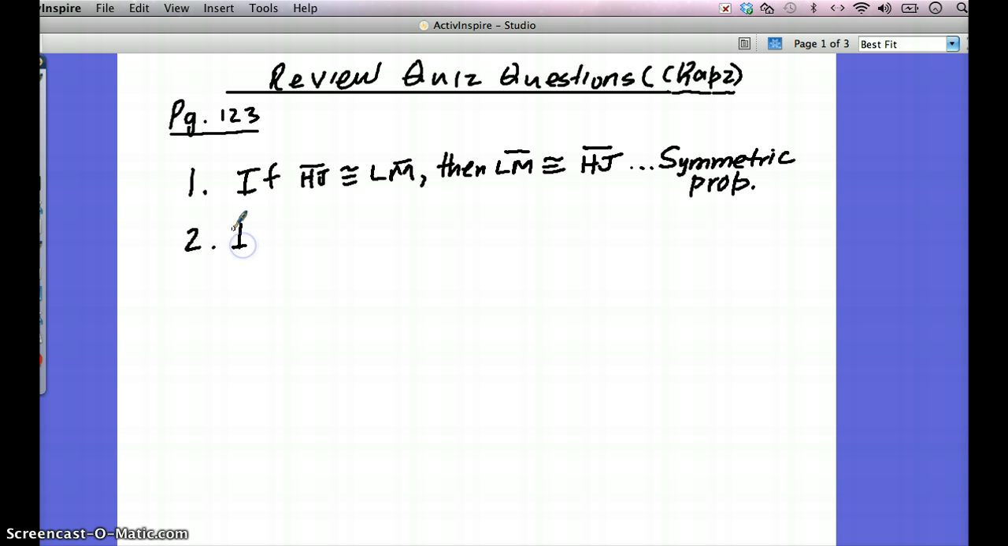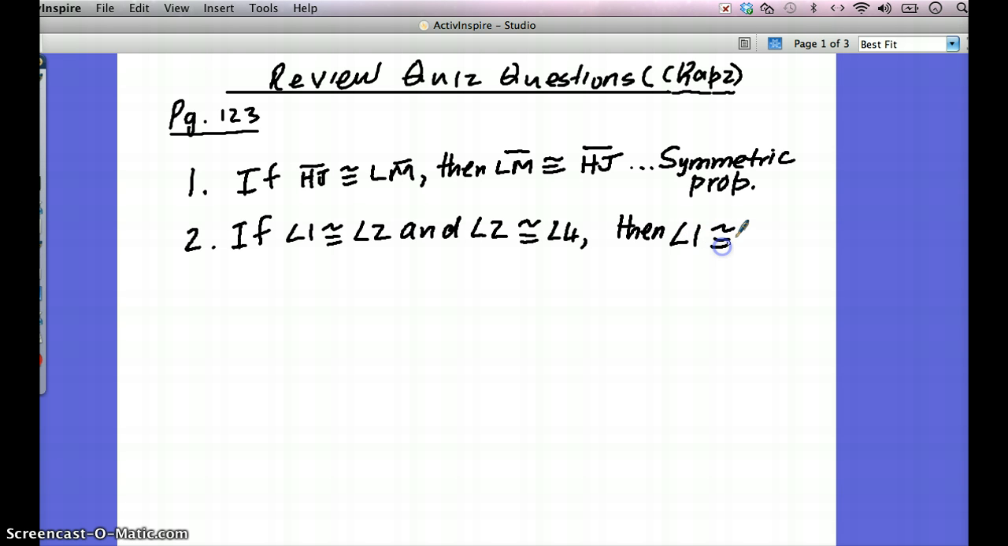So here we go. If angle 1 is congruent to angle 2 and angle 2 is congruent to angle 4, then angle 1 and angle 4 are congruent. Again, I'll be very surprised if any of you don't realize that this is our transitive property. Transitive.